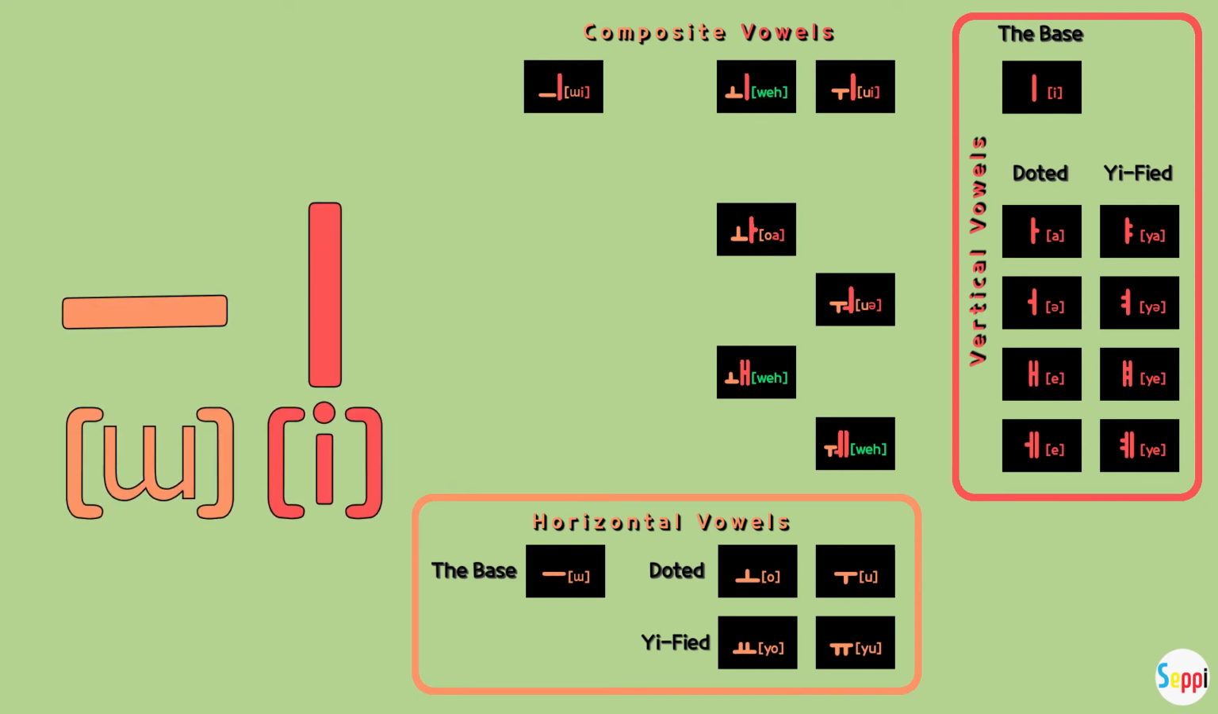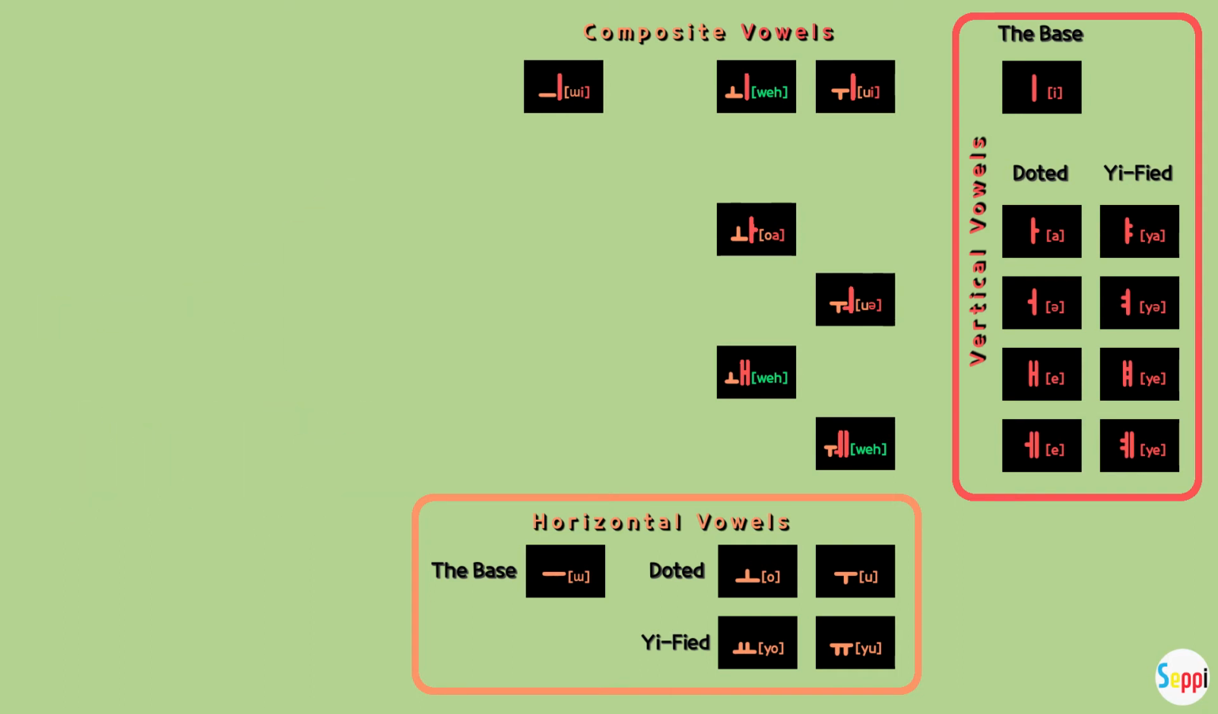U-E, U-E, Ui. Easy peasy, huh? Each of them is conceived as a single vowel in terms of syllable structure, not 2 vowels in relay. It matters when you come to understand syllable structure later. And that's why we give them a special name, composite vowels. They are already combined as 1 vowel.